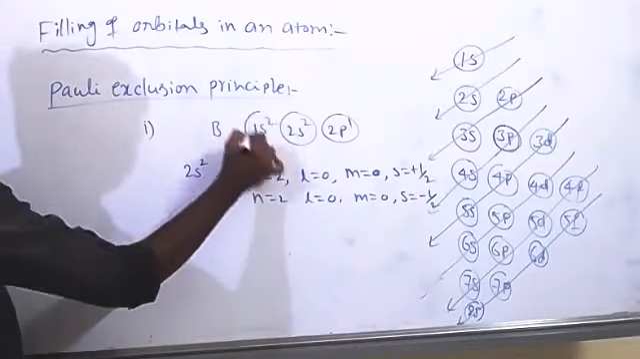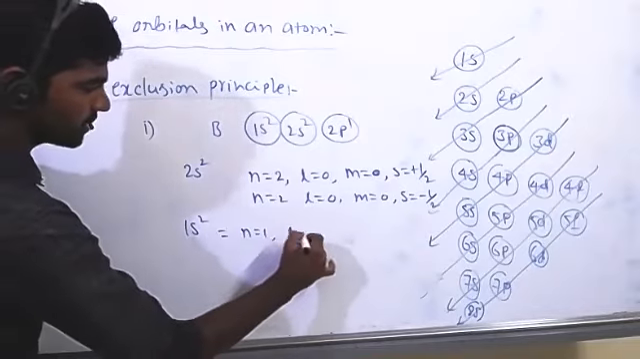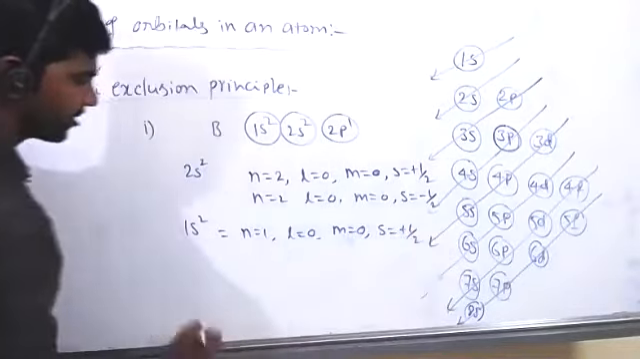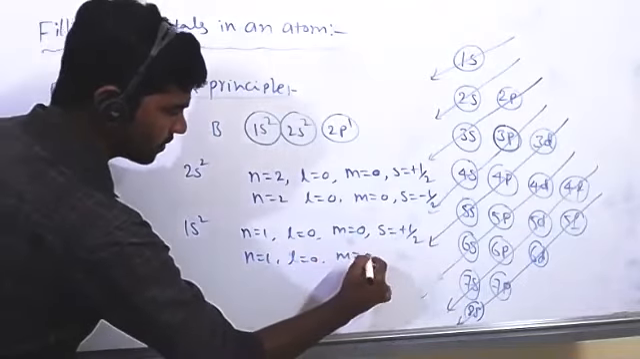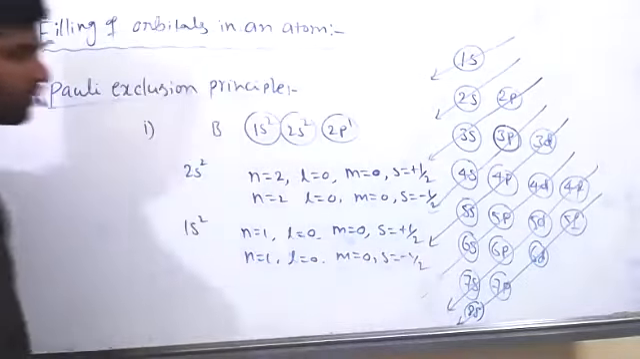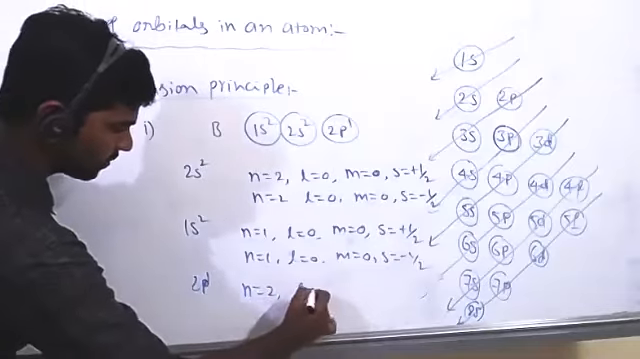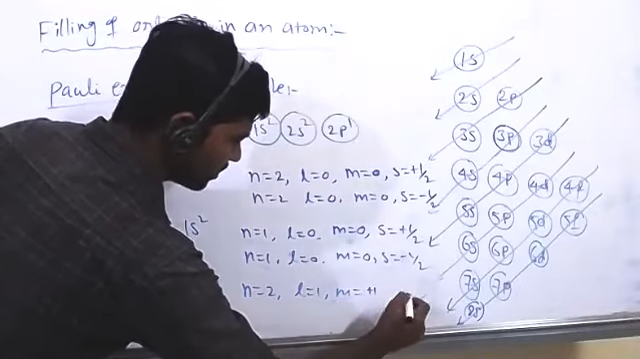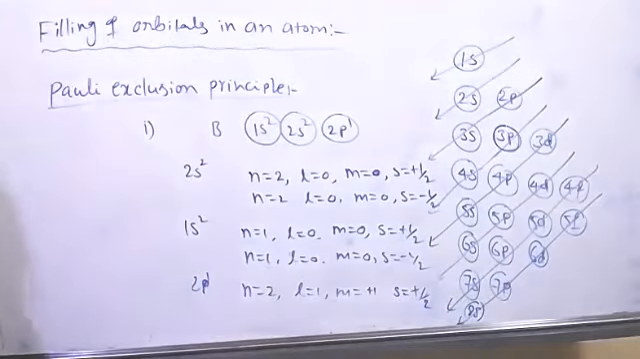Suppose I write for here 1s2. First electron is n = 1, l = 0, m = 0, s = +1/2. Second electron, n = 1, l = 0, m = 0, s = -1/2. And 2p1, n = 2, l = 1, m = maybe any one, either +1, -1 or 0. Spin +1/2. So for 5 electrons, I wrote all 5 quantum numbers.